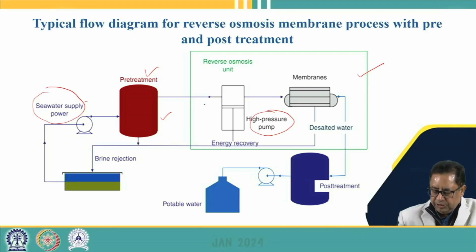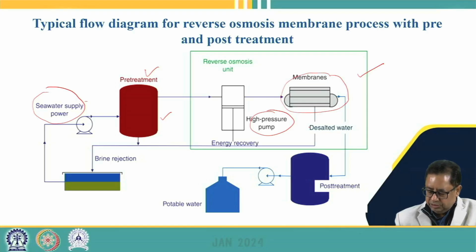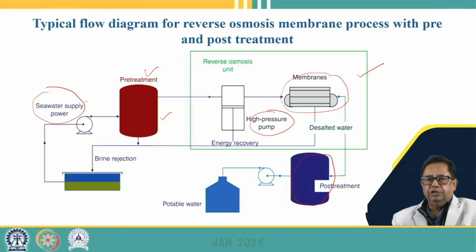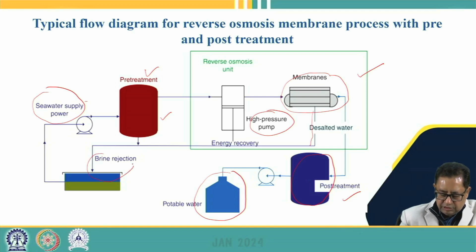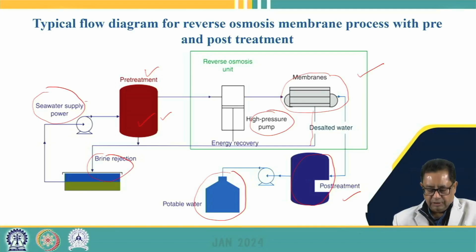Okay, so after pre-treatment, the water is pressurized and passes through the membrane, and the desalinated water comes out here, right? And this may go to a certain post-treatment process. If there are certain other constituents present in the treated water, they may be treated here, and then it may be taken as potable water. Similarly, the reject coming out is taken to the brine rejection, and this may again be taken back as the feed water after the pre-treatment.